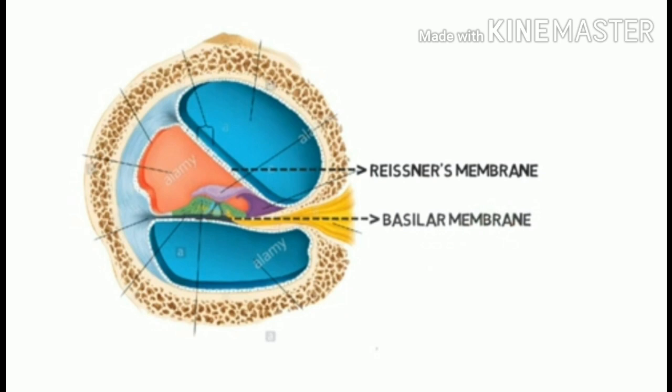Now, here is a membrane between scala vestibuli and scala media, which is called Reissner's membrane. And between scala media and scala tympani there is a membrane called the basilar membrane. So, we have two membranes: one is Reissner's membrane and another is the basilar membrane.